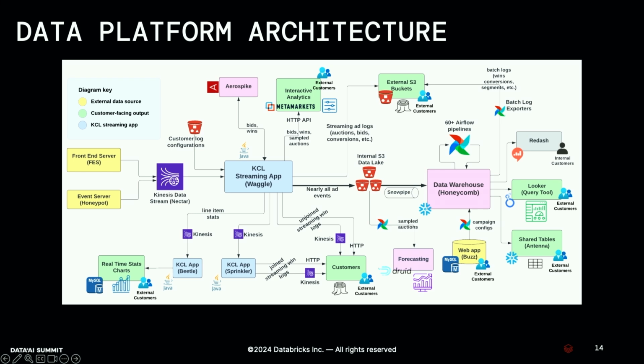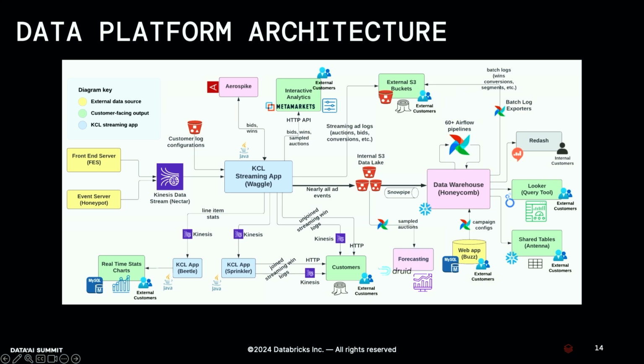Another very important output by Waggle is our internal S3 data lake in the middle, from which events are automatically loaded into our data warehouse, shown in pink, to be further processed by over 60 Airflow pipelines to prepare event-level tables and aggregate reports that customers can access through a Looker UI, an API, as well as Snowflake shared tables and batch deliveries of flat files to customers' external S3 buckets.